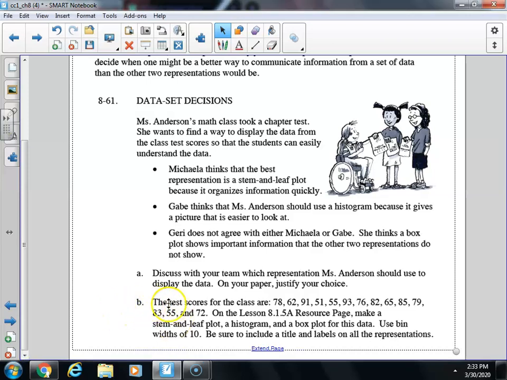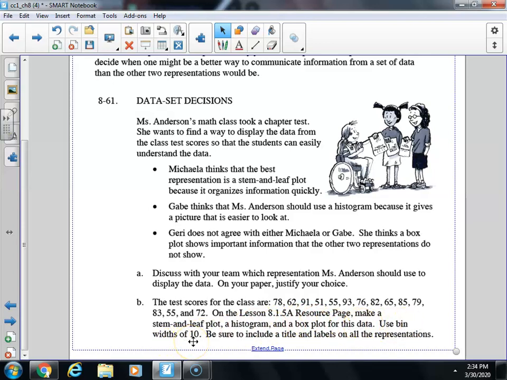Moving on to question B. So the following are the test scores for the class: 78, 62, 91, etc. So you guys can see that there's 14 sets of data. 14 students must be in this class who took this test. So you guys don't have this resource page, but it says to make a stem and leaf plot, a histogram, and a box plot for this data. Our histogram should use bin widths of 10.